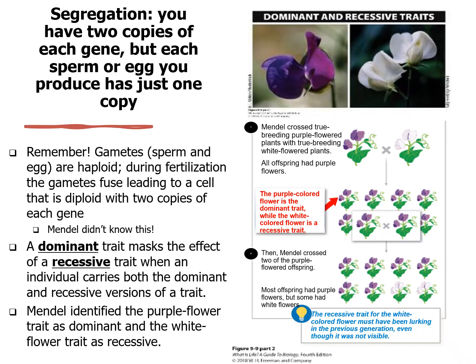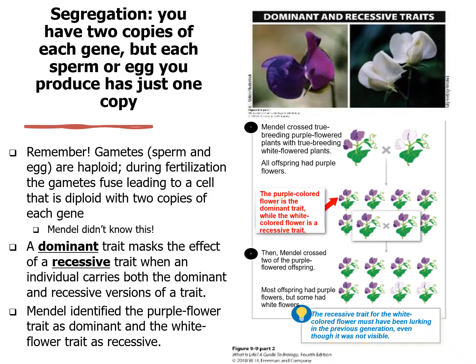Now, when he bred the two true breeding plants, he realized that the recessive trait was being masked by the dominant trait. The recessive trait was still there, it was just not showing itself. And that is kind of the definition of our dominant versus recessive traits.